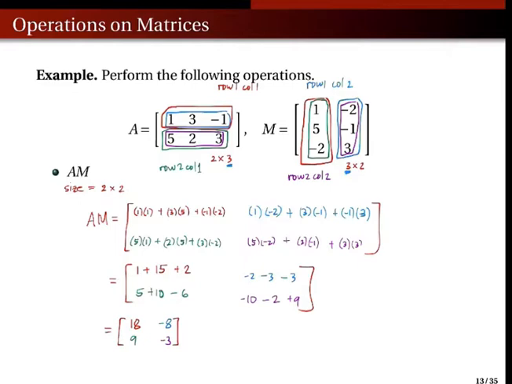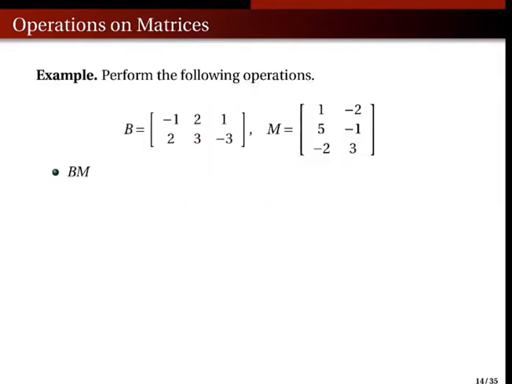Okay. Next question in here. BM. So A and B have the same sizes. Again, if we study that, this is 2 by 3: there are 2 rows and 3 columns. And M, our previous M, is 3 by 2: 3 rows, 2 columns. So the size for BM will be 2 by 2 again.